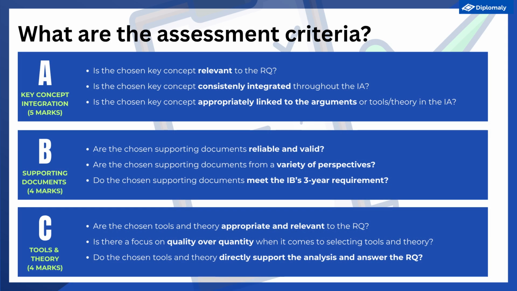The IA is assessed across 7 criteria, which is worth a total of 25 marks. Criterion A has to do with the integration of the key concept, which is worth 5 marks. Here you're assessed on the selection, relevance, and integration of the key concept in your IA.